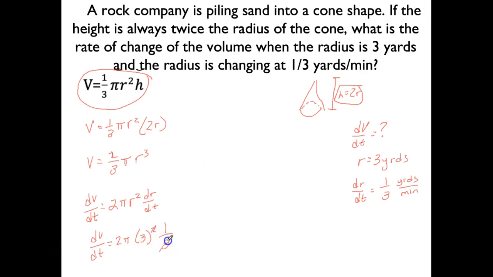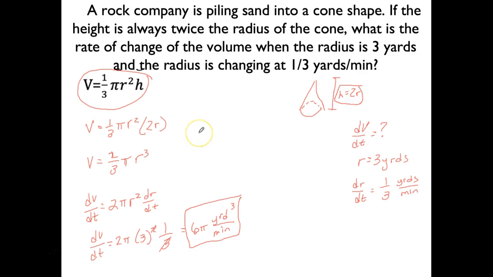Okay, well, one of those 3s can cancel out with that, and that leaves us with 2 times 3, which is 6 pi, and the volume is being measured in yards cubed over minutes, right? Because the time is in minutes. And there is that problem solved. So the advanced portion of this one was realizing that height was given as 2r and plugging it in and simplifying it, okay? Everything else was very similar to the past lessons.